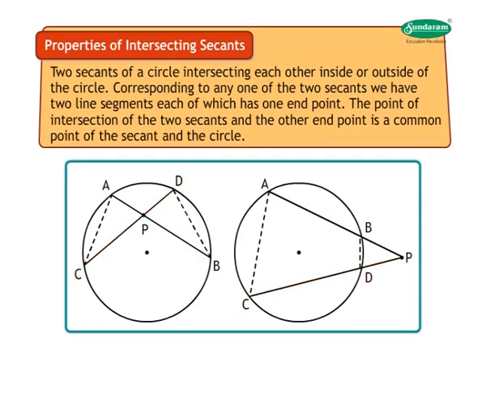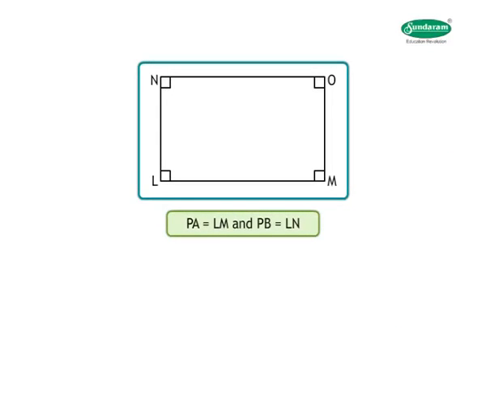A rectangle formed by two line segments has lengths of adjacent sides equal to the lengths of the two line segments respectively. A rectangle formed by segments PA and PB is shown here, where PA is equal to LM and PB is equal to LN.